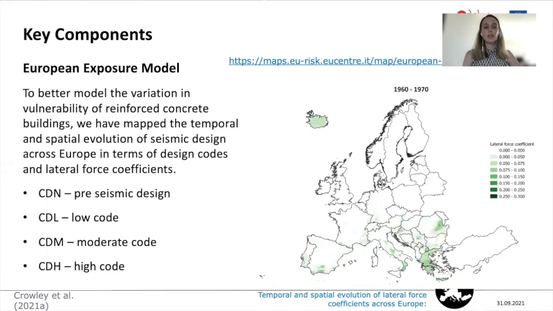We classify seismic design in terms of different types of design code: low code, moderate codes, and high codes. And we also can calculate, at the time of the design, what was the lateral force as a percentage of the weight of the building that the engineer needed to apply in the design. And that's what you're seeing in the figure here on the right.